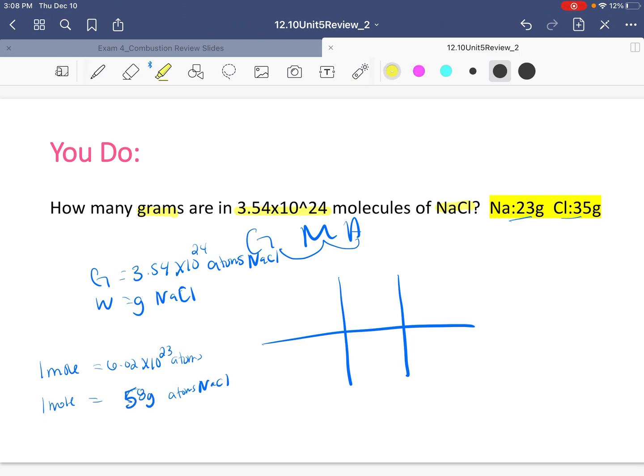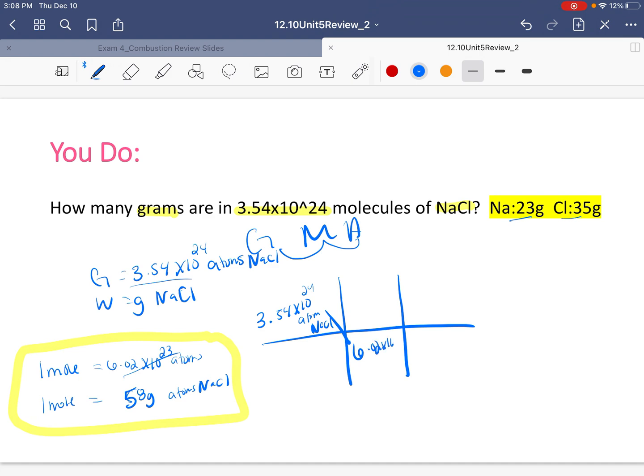So again, guys, I have what I need. I have my conversion factors. Now I just need to plug in and solve. I start off with my given, 3.54 times 10 to the 24 atoms of NaCl. Across, I need the atoms as well, so I would plug in 6.02 times 10 to the 23 atoms. On top, I had 1 mole, so I'll do the same thing. I need the same across. So I need 1 mole, and then lastly, 58 grams of NaCl.